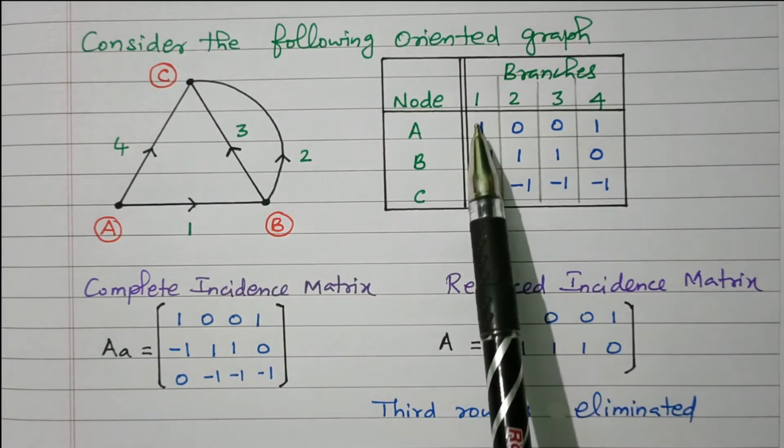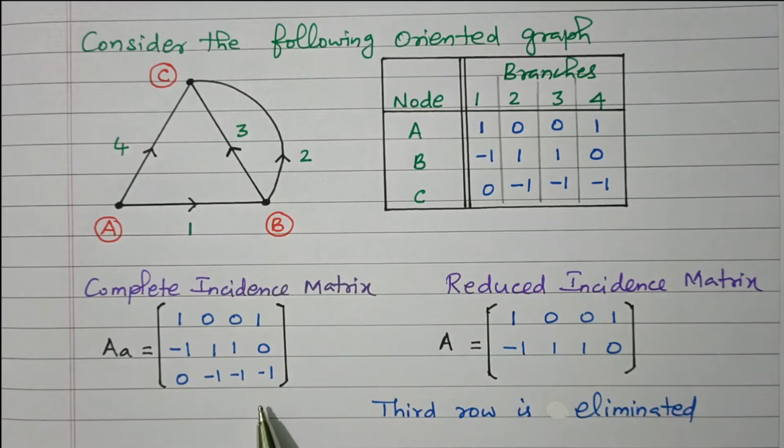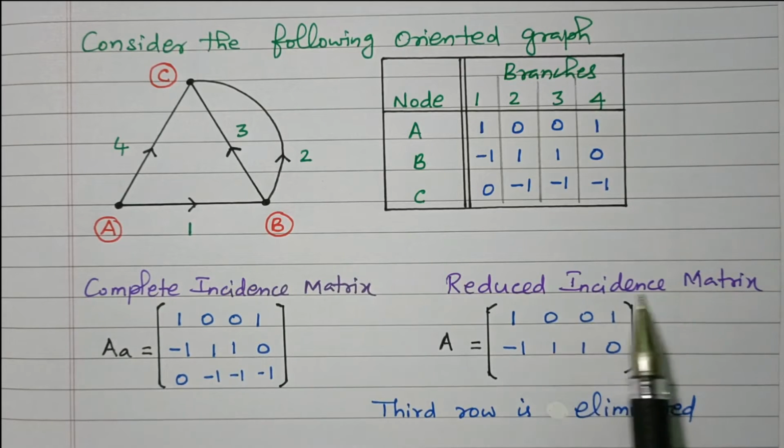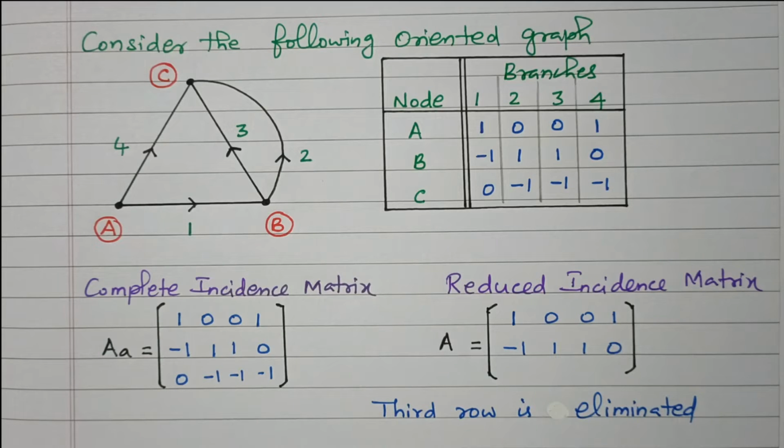From this tabular column we can frame the complete incident matrix having 3 rows and 4 columns. Three nodes mean 3 rows, and four branches mean 4 columns. So this is the complete incident matrix, given by the notation A suffix a. But what we need is the reduced incident matrix. Reduced incident matrix means any one row can be eliminated. We can eliminate the first row, second row or third row, any one. Here we will eliminate the third row and consider only the first and second rows. So this is called a reduced incident matrix.